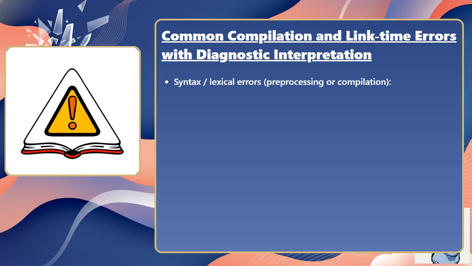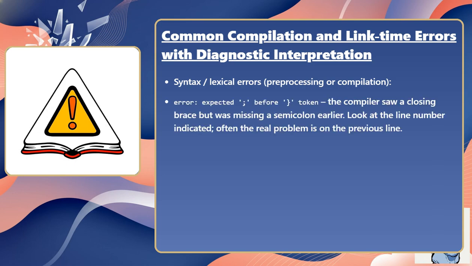Syntax and lexical errors occur in preprocessing or compilation. Error: expected ';' before '}' token. The compiler saw a close brace but was missing a semicolon earlier. Look at the line number indicated. Often the real problem is on the previous line.